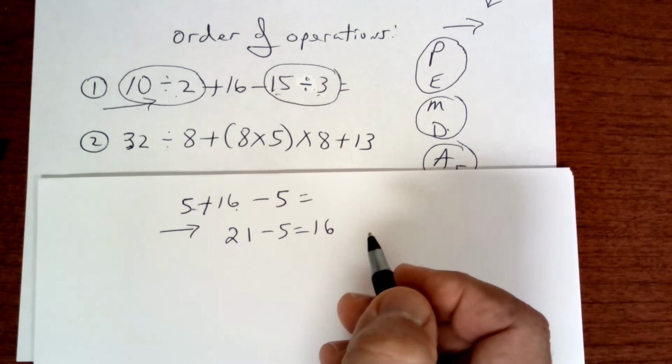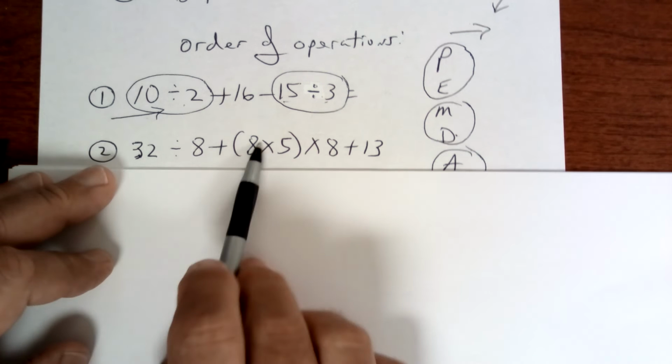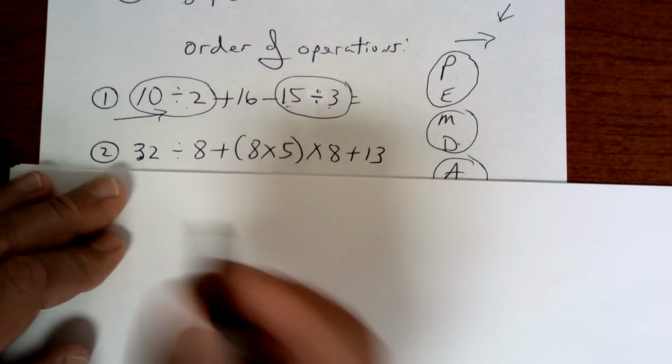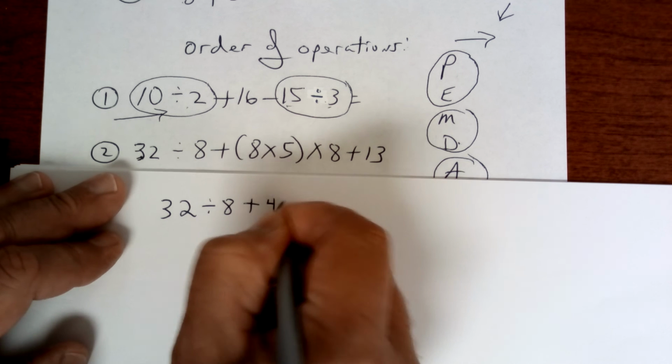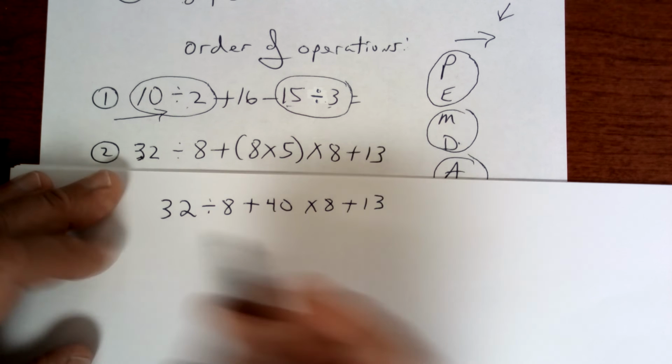All right, the next one, I do see parentheses, so I'm going to do that first. That's way up here. So 8 times 5 is going to give me 40. So it's going to be 32 plus that 40. Okay, and I go this way. Division is up here.